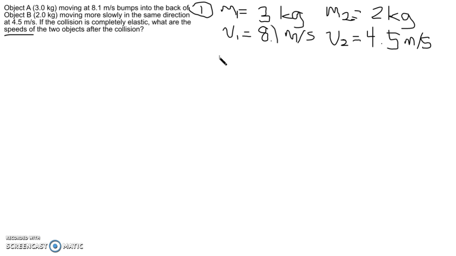We also have a very important piece of information we need. This collision is completely elastic. What does this mean? This means that the kinetic energy is conserved, which means neither of the objects are deformed, and no energy is wasted. It's just one object hits another, and all the energy is transferred.